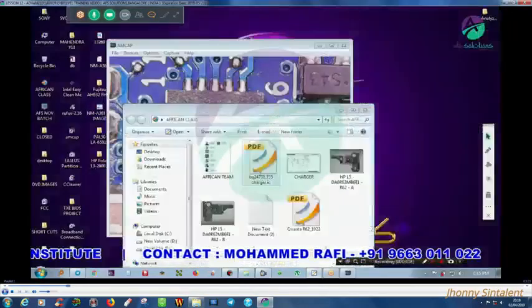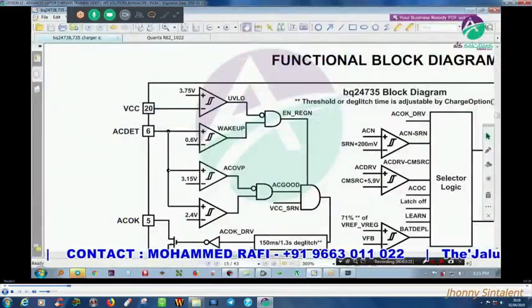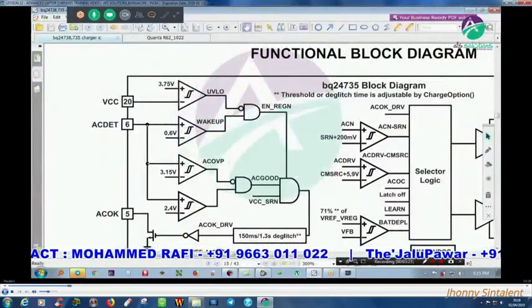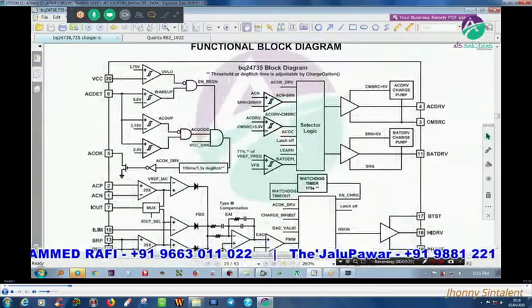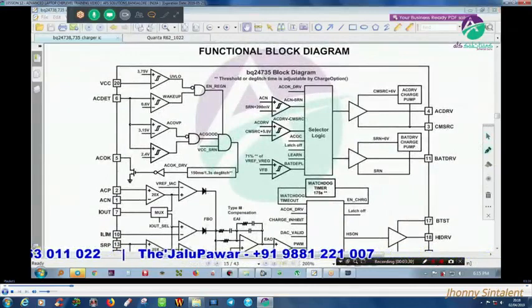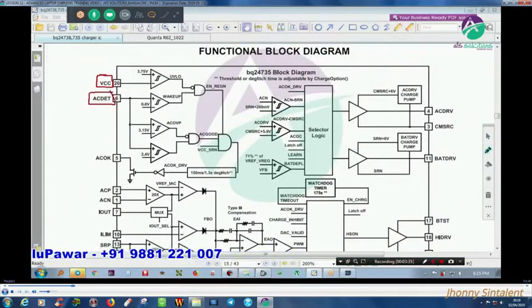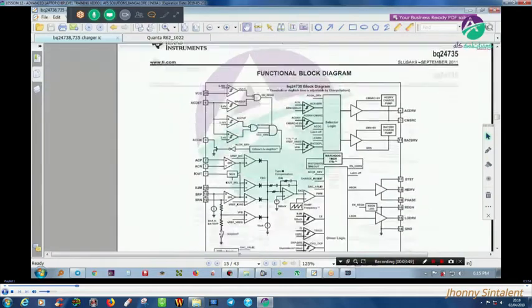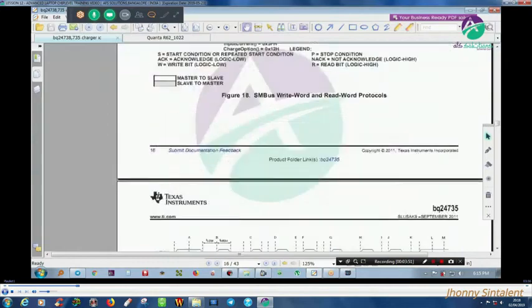And I don't have the schematics, so that's why I'm working on this. So if you see carefully, what is my first pin I have to check? This is my first pin, VCC, correct? Next AC detect, third AC OK, then AC in. This all I have to check, correct? So as per the schematics, this is page number 15.